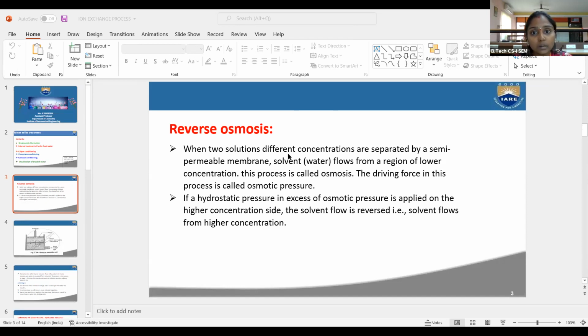Now reverse osmosis. Okay, so this is a natural process, and this happens with the minimum pressure, which we call osmotic pressure. This process occurs naturally. That pressure is called osmotic pressure.